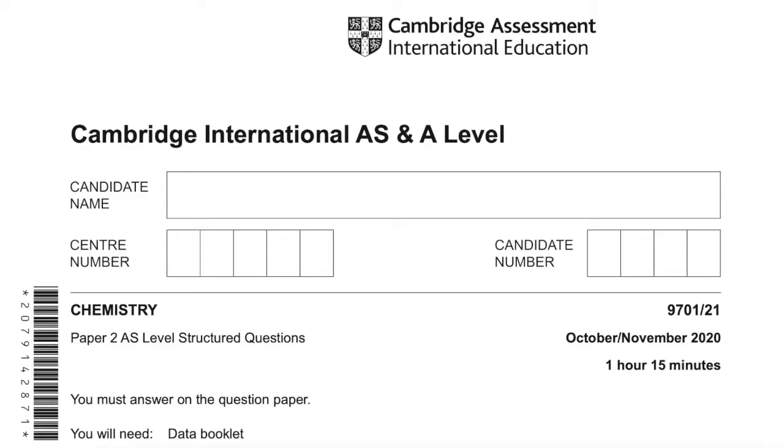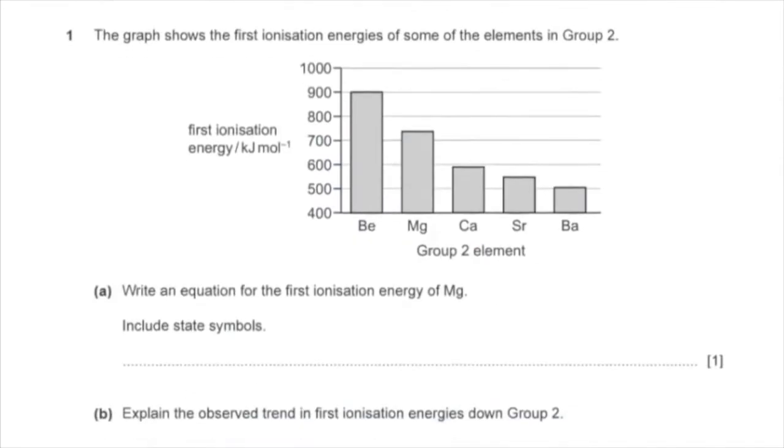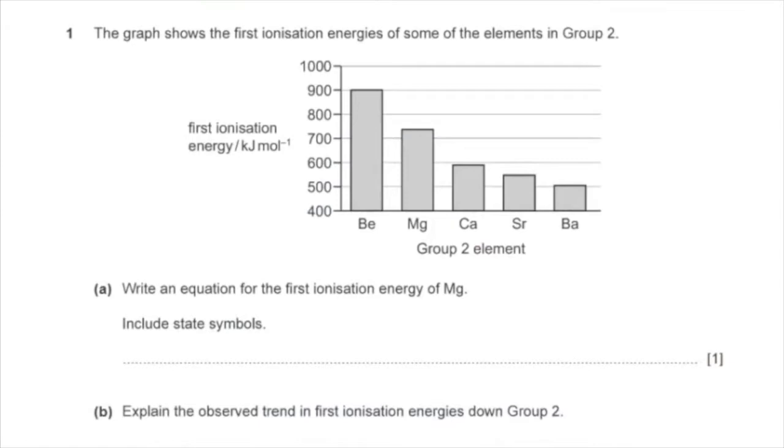Today I'll be solving Chemistry Paper 2 AS Level Structured Questions 9701 Paper 2 Variant 1 October-November 2020. Question number 1. The graph shows the first ionization energies of some of the elements in Group 2. Part A. Write an equation for the first ionization energy of magnesium, include state symbols.